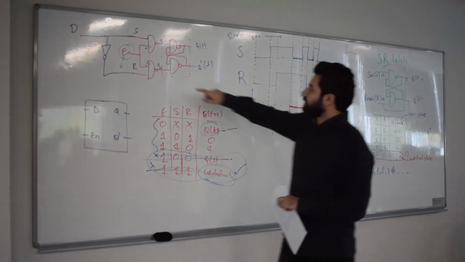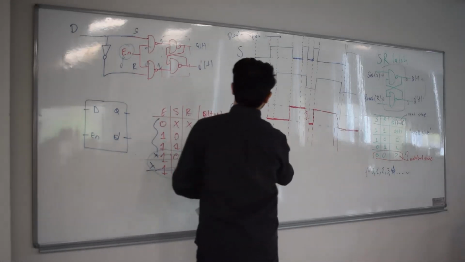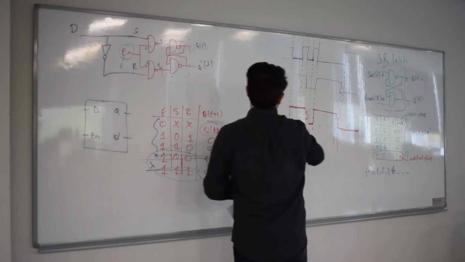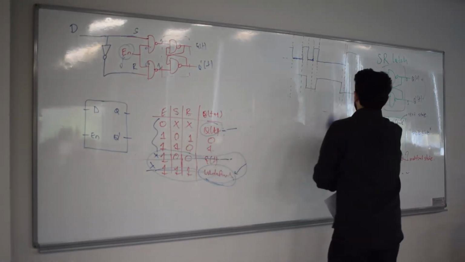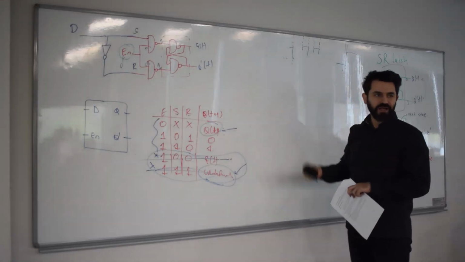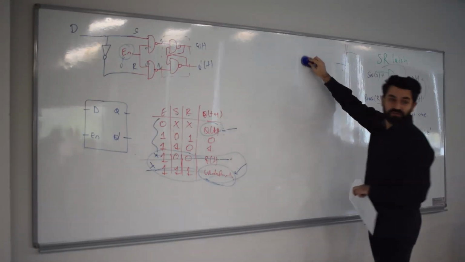Okay, so let's look at this circuit. Let me erase this timing diagram, which I will probably draw a couple more times, because this is a sequential circuit. It has a memory. I have to show the changes over time, right?